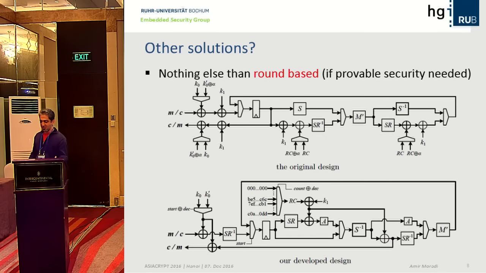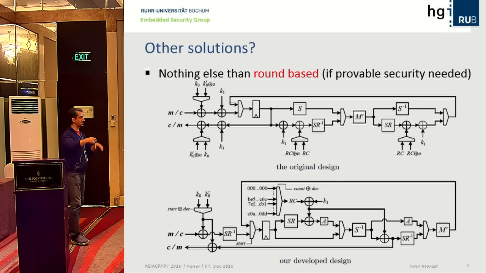And then the question is, what are the other solutions? If you want to have a provably secure design, then you have to stay with a round-based architecture. There is no way. You have to put the registers. The upper figure is the original design of the round-based architecture. You have here the registers, again, for PRINCE, for encryption and decryption. It has 2 paths, Sbox and Sbox inverse, because it has a forward round and a backward round. And if you want to make the TI or the Boolean mask version of this, you have to implement Sbox and Sbox inverse, which are pretty large circuits, because they are nonlinear parts.